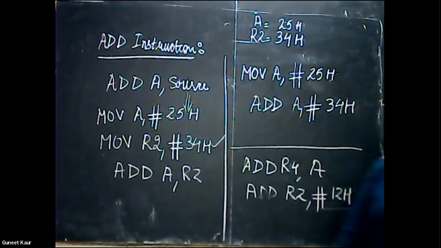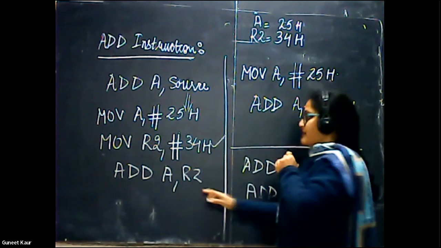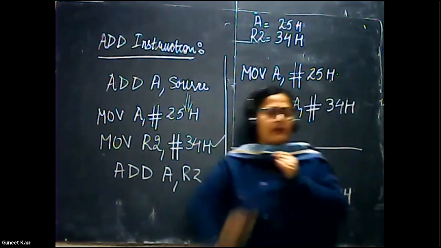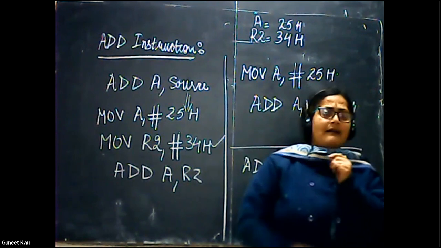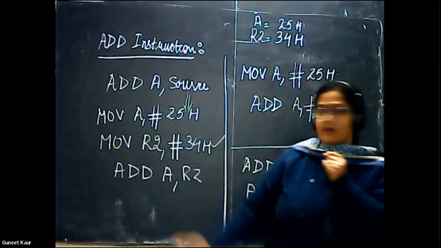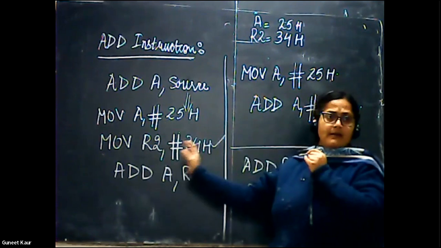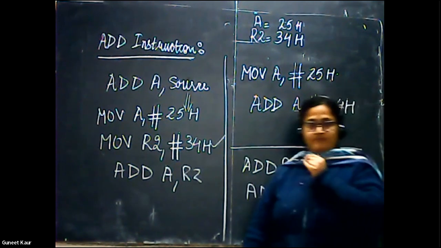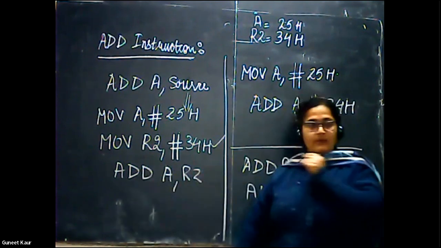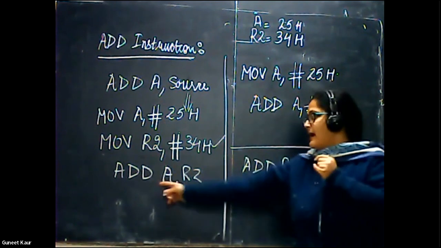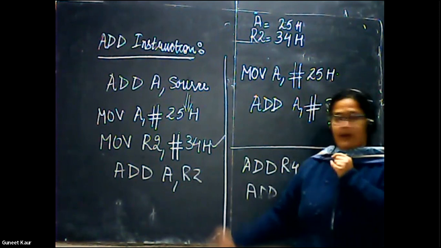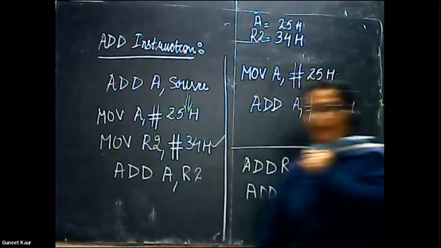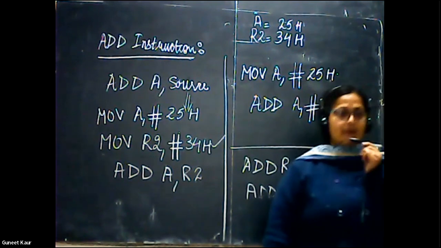Now the third instruction is the add instruction. If I am asked to add two numbers, the first number is given in the accumulator and the second number is given in the R2 register. Now I will add these two numbers by using the command ADD A comma R2. What is the function of this command?